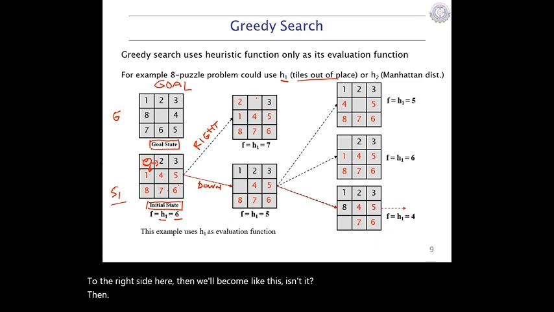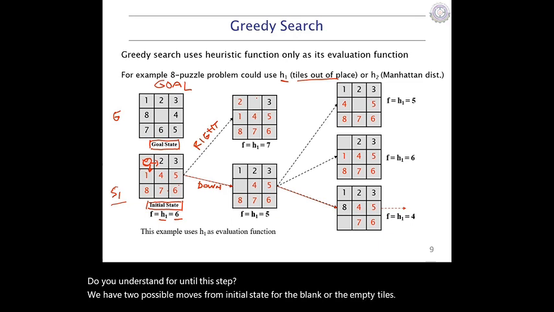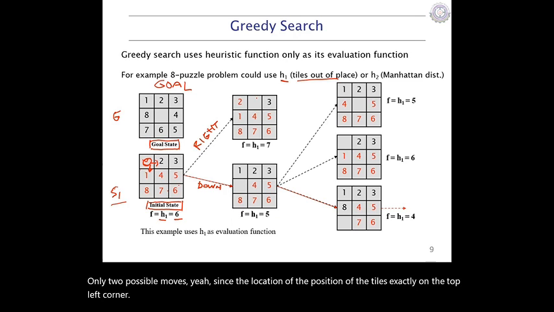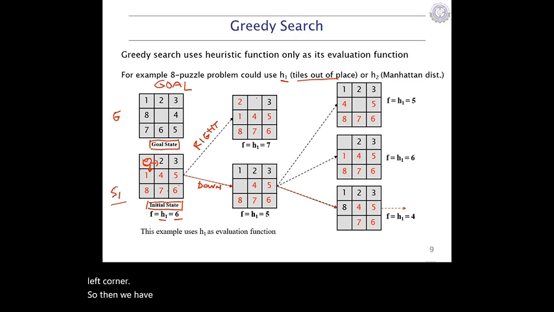Do you understand up to this step? We have two possible moves from the initial step for the blank or empty tile. Only two possible moves, since the position of the tile is exactly on the top left corner. The first one is moving down, so it will become this state. The second one is moving right, and it will become this state.